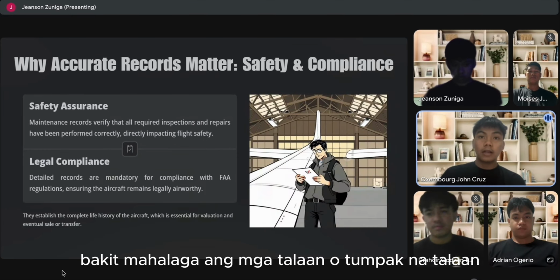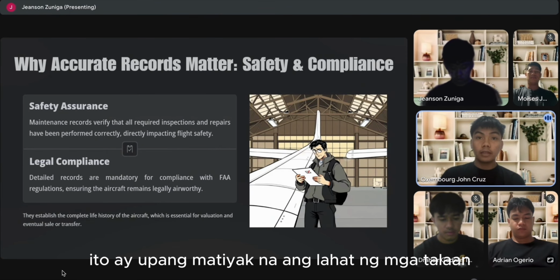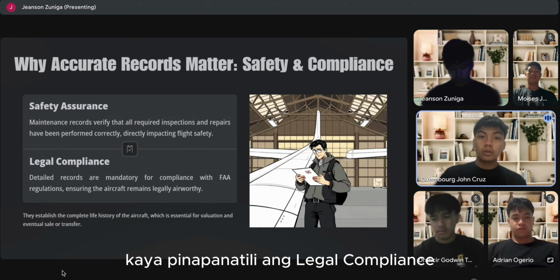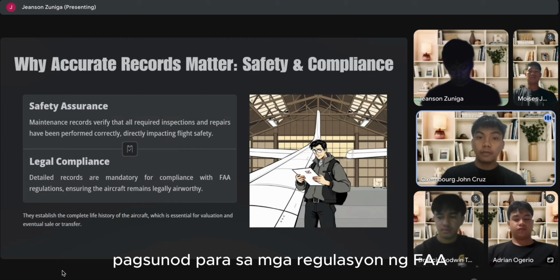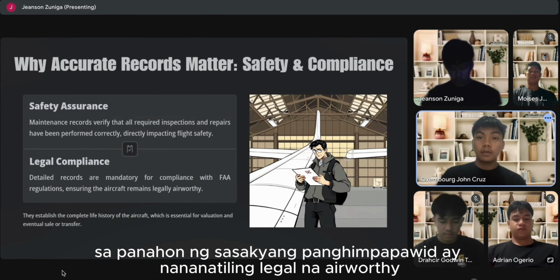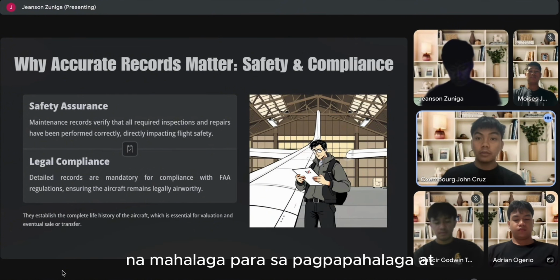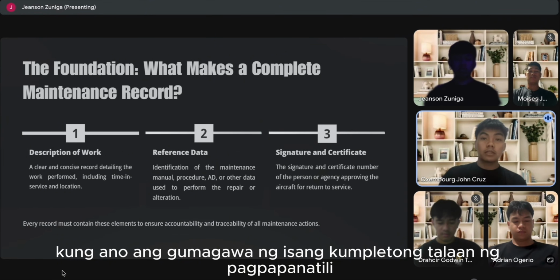Why accurate records matter for safety and compliance. This is to ensure that all records are verified for the safety of the aircraft. Legal compliance: maintain detailed records for mandatory compliance with FAA regulations, ensuring the aircraft remains legally airworthy. This also establishes the complete life history of the aircraft, which is essential for valuation, eventual sale or transfer.